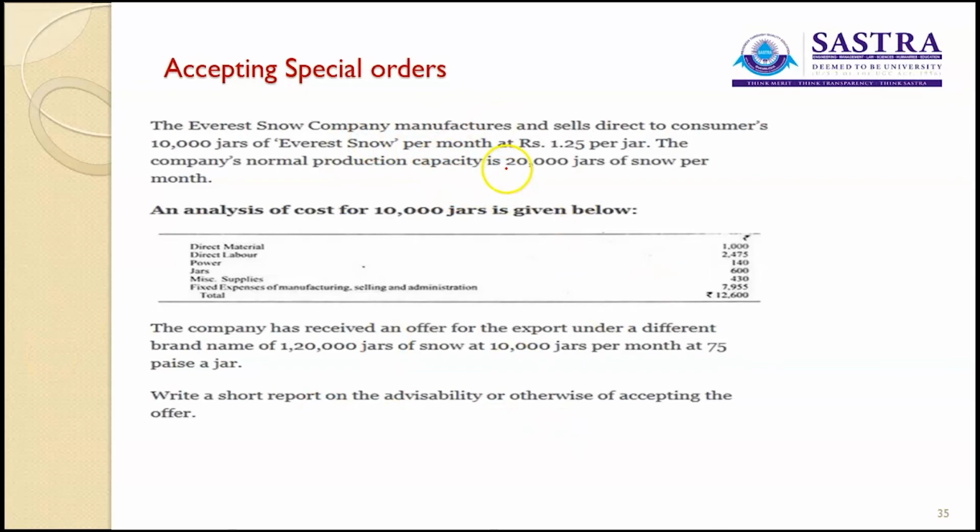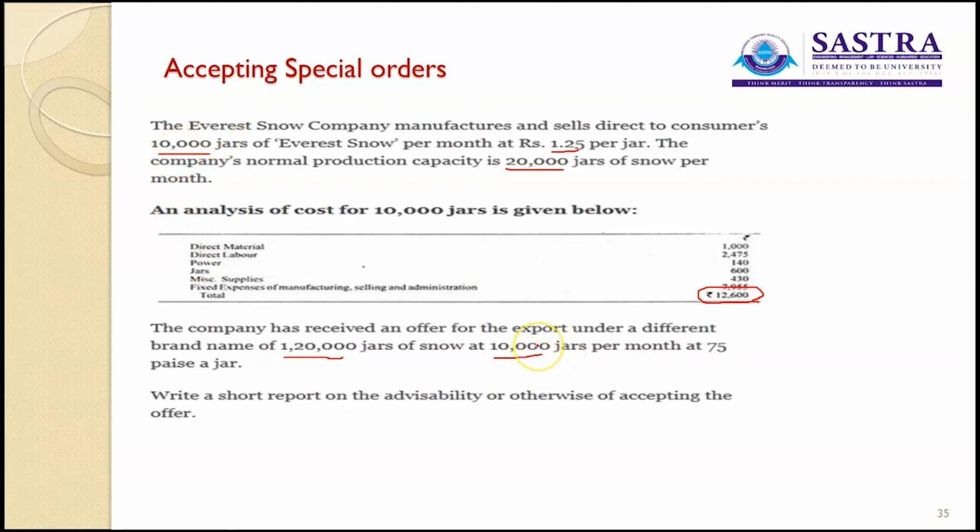Now see here, the normal production capacity is 20,000 jars. So in the local market we have 10,000 jars per month they are producing at present. They are selling it at 1.25, but the total cost is given as 12.600. Now this is your total capacity here. Now we are accepting a different brand name, 1,20,000 jars, but they have to produce 10,000 jars. Already they are producing 10,000.